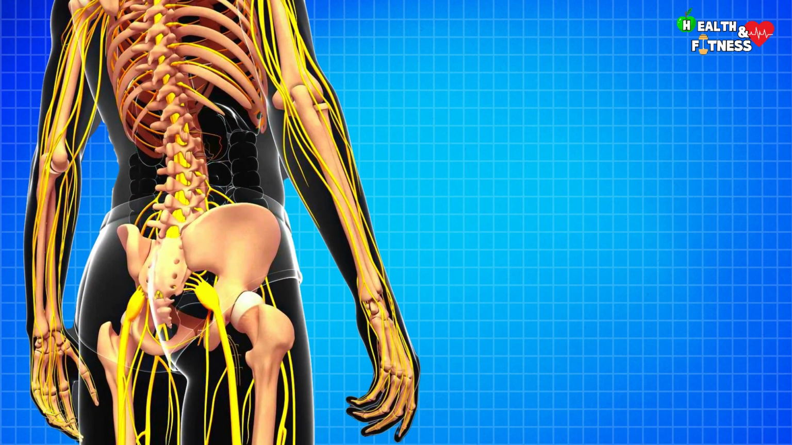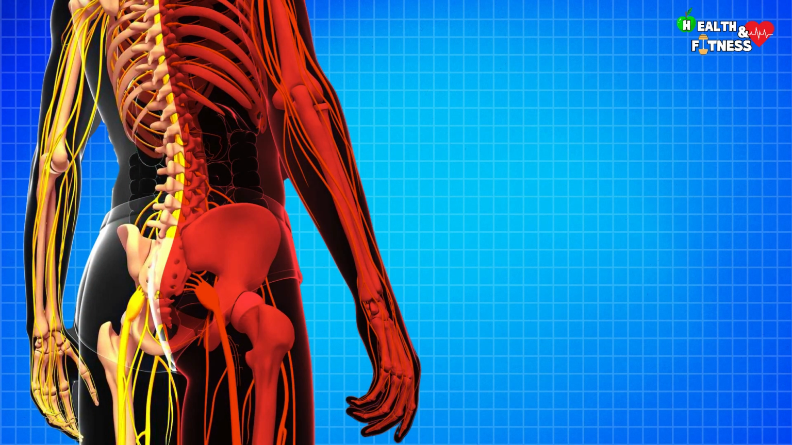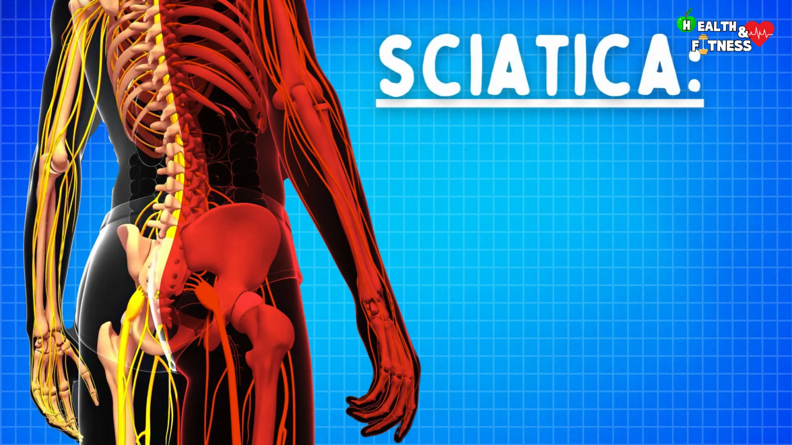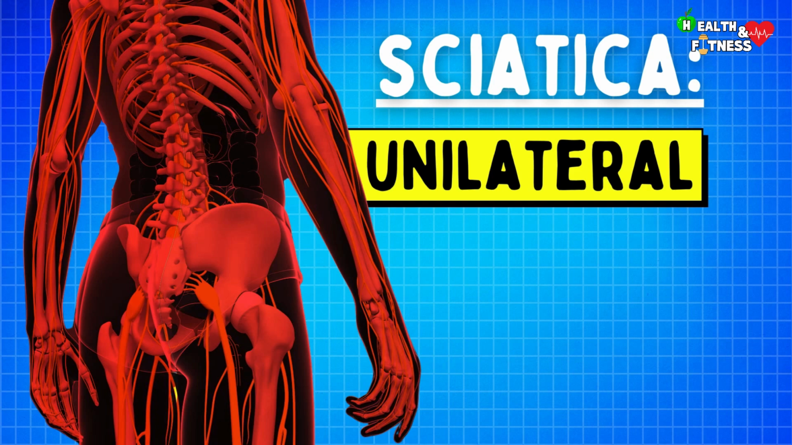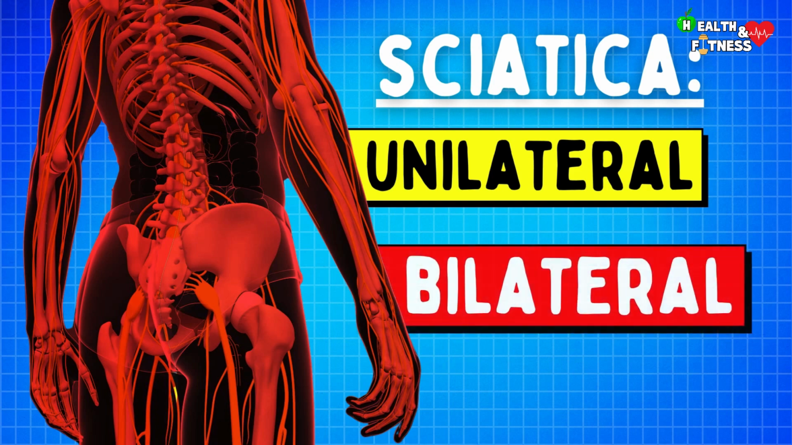Generally, the pain tends to appear in only one half of the body, so much so that it is called unilateral sciatica, but it can also extend to both sides, and in this case it is called bilateral sciatica.